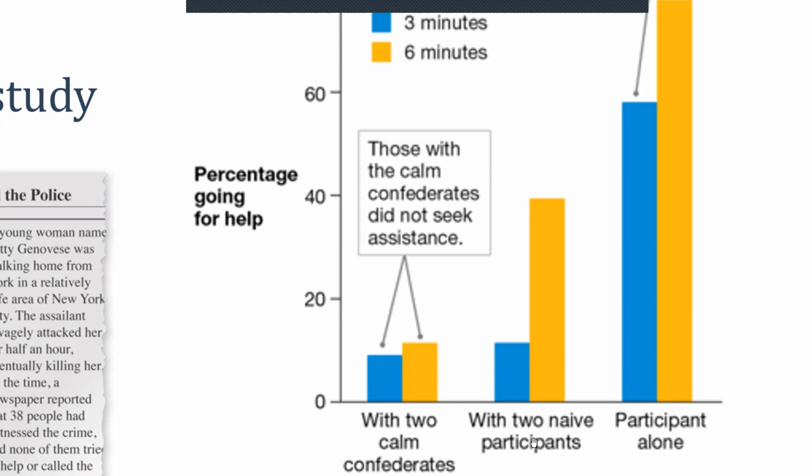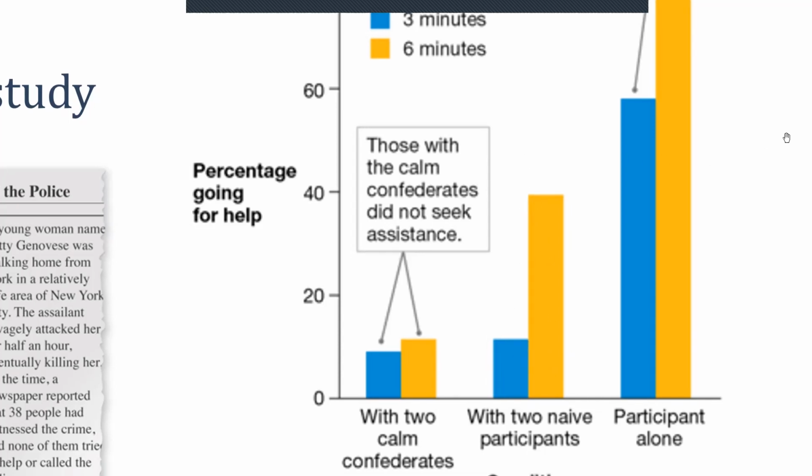When there were 3 actual subjects together, so they should all be worried, they're all actual subjects, and you can see that it's similar: only about 10% respond within 3 minutes, but by the time it gets up to 6 minutes, about 40% of subjects asked for assistance or looked for help. But still less than half.